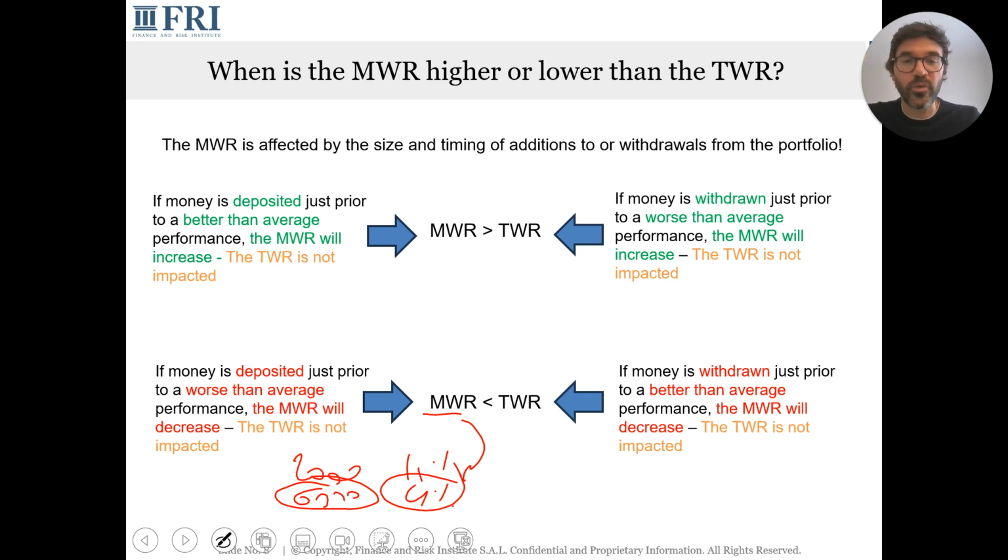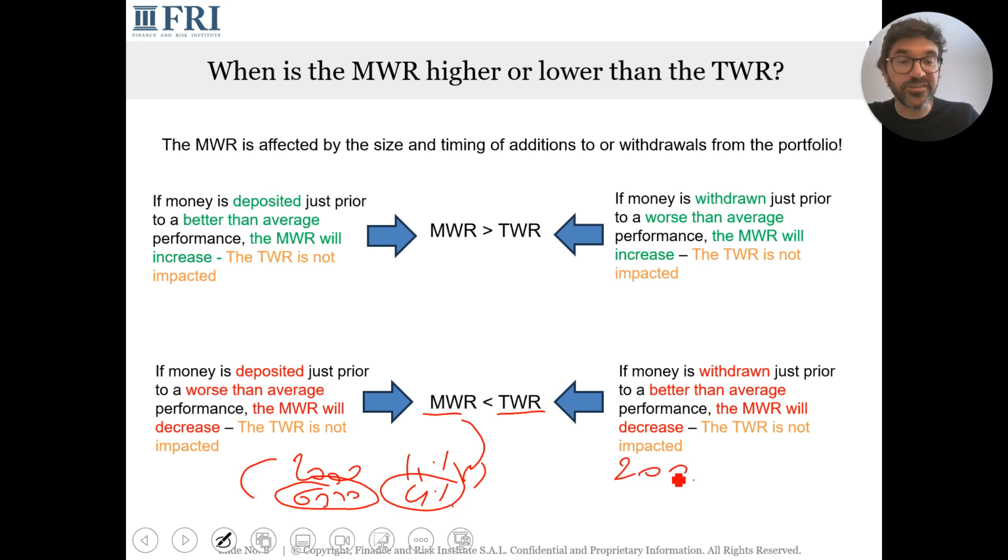Again, always and always, the time-weighted rate of return is not impacted. It doesn't care. It's just the geometric average of 11 and 4. So in that case, depositing money prior to a period of lower performance would actually lower your MWR. A second bad outcome would be to withdraw money prior to a better than average performance period.